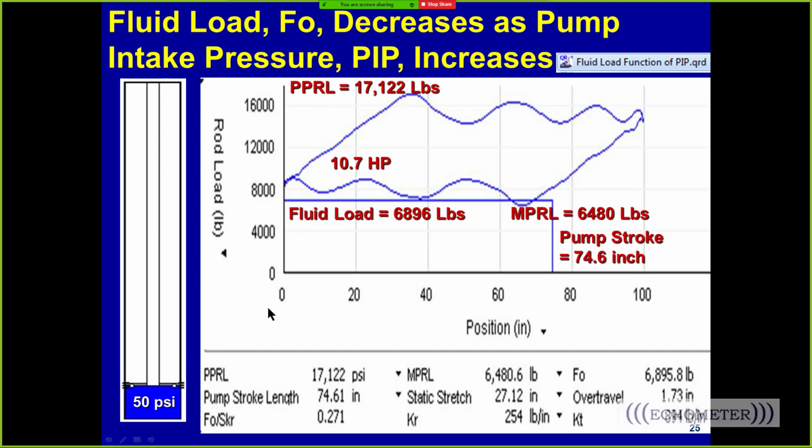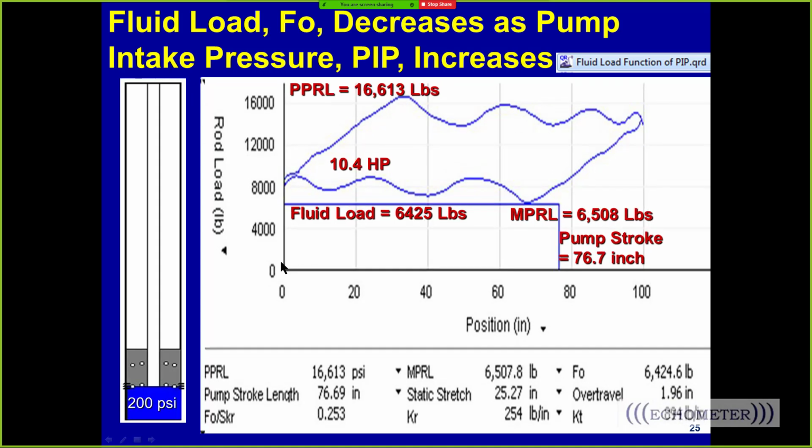So when you have low pump intake pressure, you have the most amount of your surface stroke length lost to stretch. You have the highest pump load. You have the highest peak load and the lowest minimum load. You have the most horsepower. Now, if you have a higher fluid level, notice that the pump stroke gets longer, because now the load is less, because we've raised this intake pressure and we've reduced the fluid load, and that means there's less stretch.